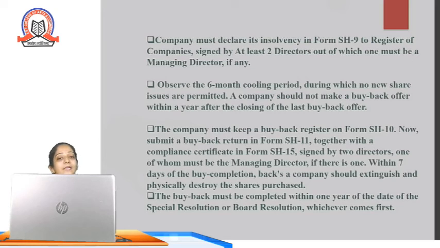The company must keep the buyback register in the form of SH10 and submit the buyback returns in the form of SH11 together with the compliance certificate in SH15. So these are the various forms the company is required to submit with the registrar of companies in the buyback procedure. And also the buyback must be completed within 1 year of the date of the special resolution or the board meeting resolution, whichever comes first.